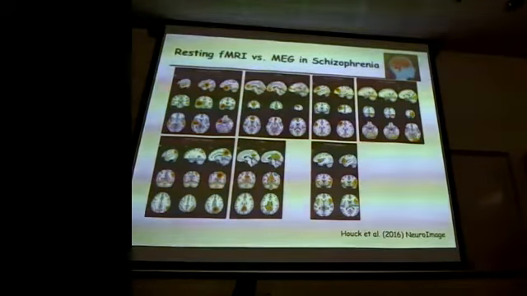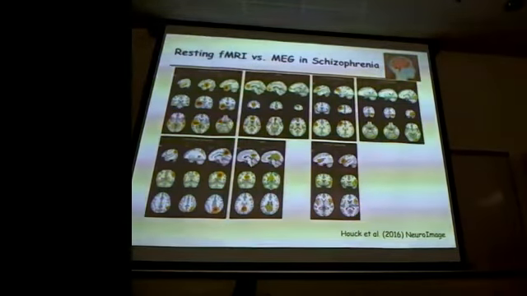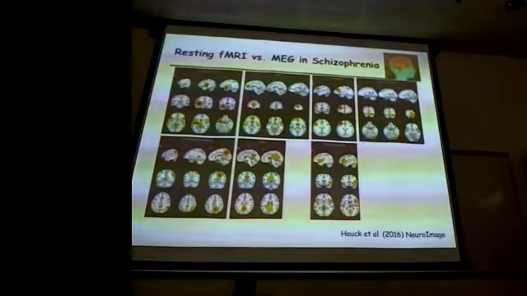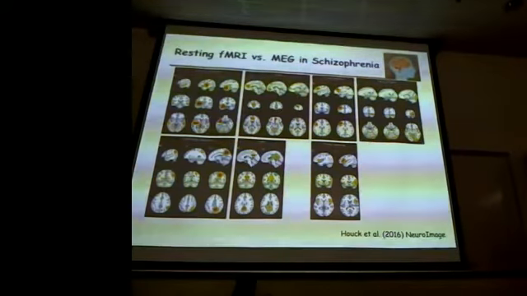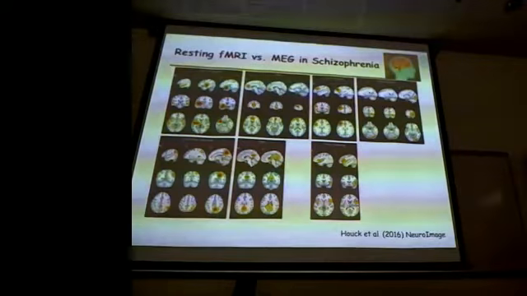This is some of the stuff that John Houck has done. This was really combining fMRI with MEG and trying to compare REST fMRI with REST MEG and see if we get anything that's similar, right? So with MEG, obviously, we can do connectivity analysis the same way as with fMRI, it's just on a different time scale, right?